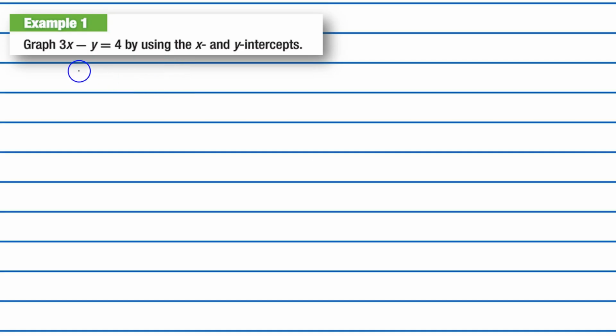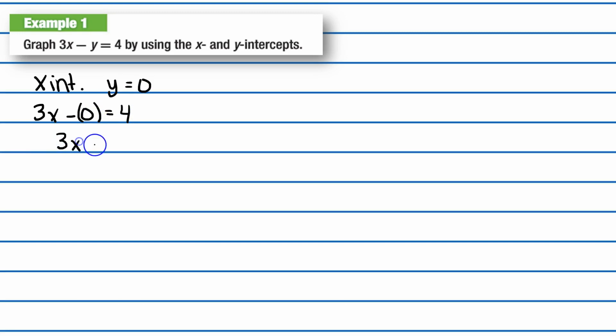Alright, let's try this example 1. We want to graph 3x minus y, which is equal to 4, by using the x and y intercepts. So let's find the x-intercept first. When you find the x-intercept, y is always going to be equal to 0. So we have 3 times x minus 0. Every single time you see a y, you plug it in for 0, which is equal to 4.